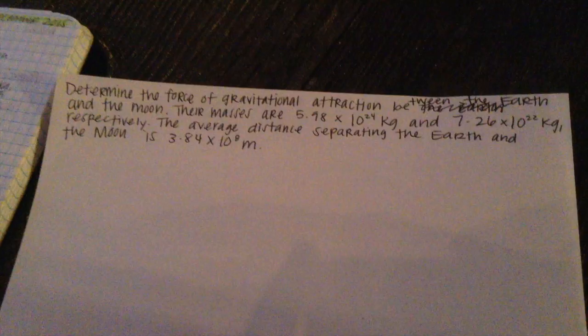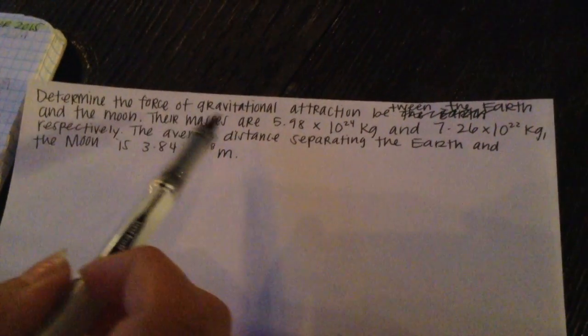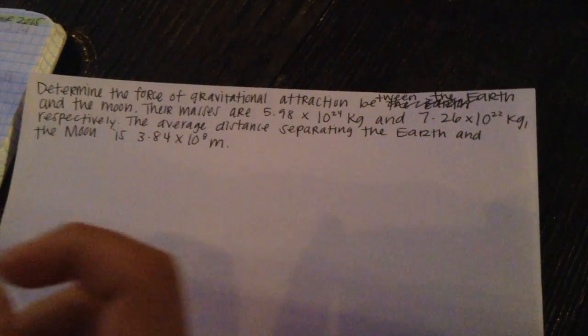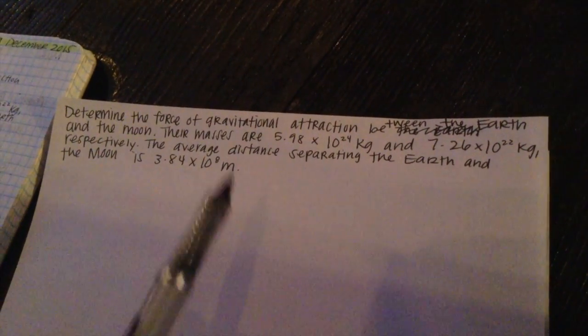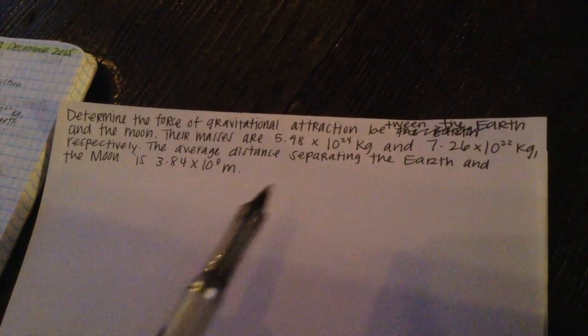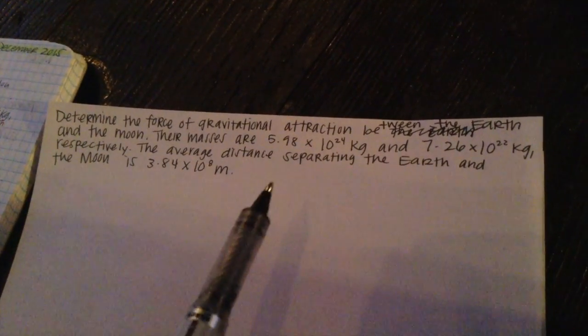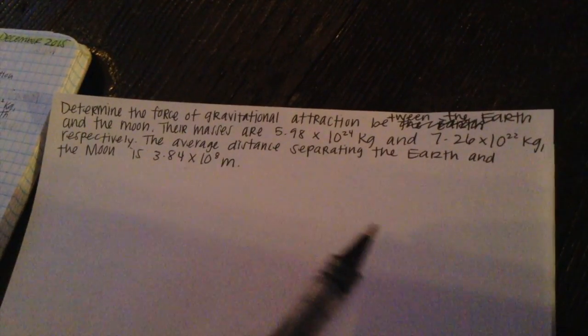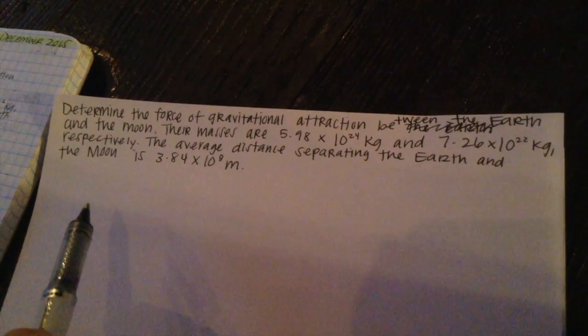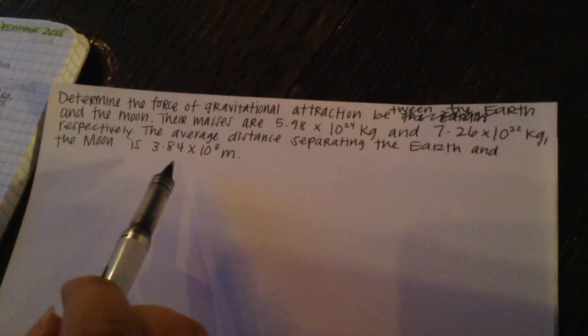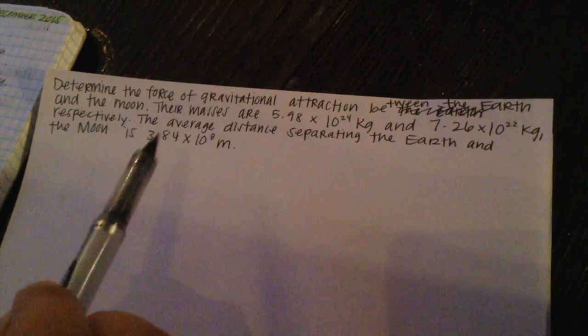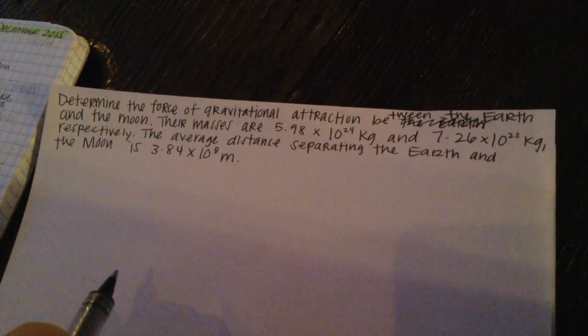So an example would be, determine the force of gravitational attraction between the Earth and the moon. Their masses are 5.98 times 10 to the 24th power kilograms and 7.26 times 10 to the 22nd power kilograms, respectively. The average distance separating the Earth and the moon is 3.84 times 10 to the 8th power meters.